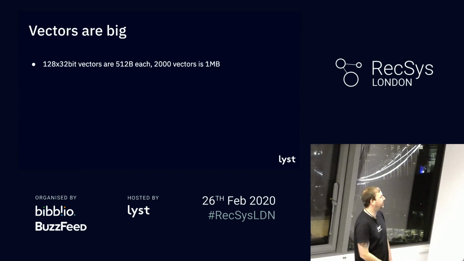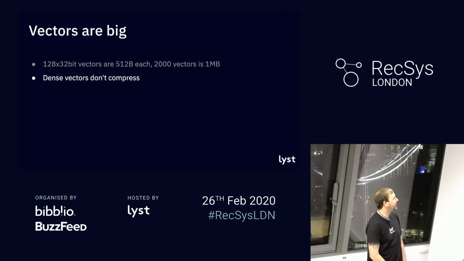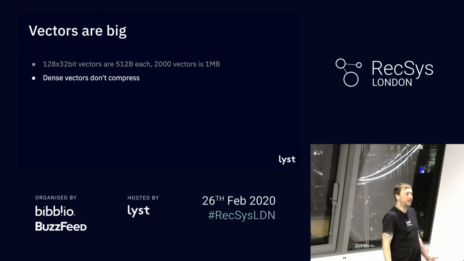One of them is vectors are big. Everyone should know this. About 2,000 vectors in a megabyte. We usually use 128 32-bit floats. Dense vectors don't compress. If you're using dense vectors, you can't really zip them up. If you can zip them up, they're not dense vectors.